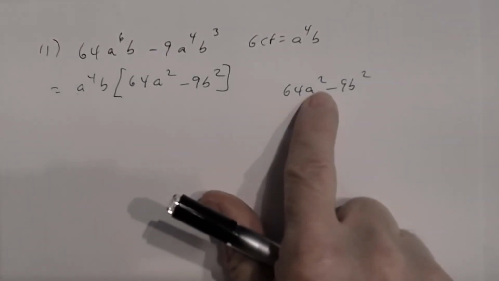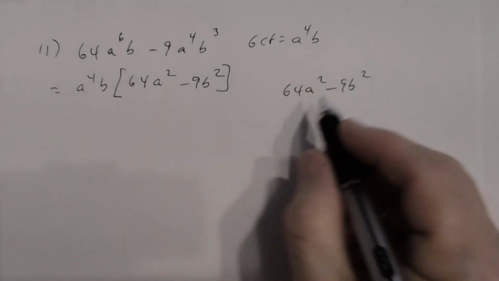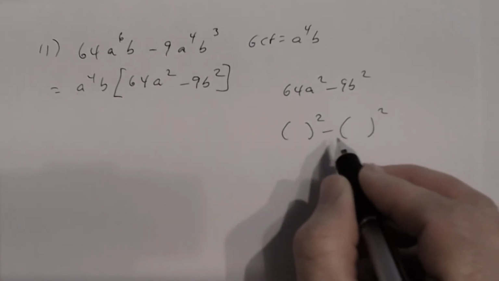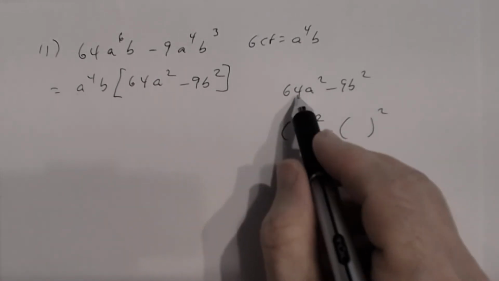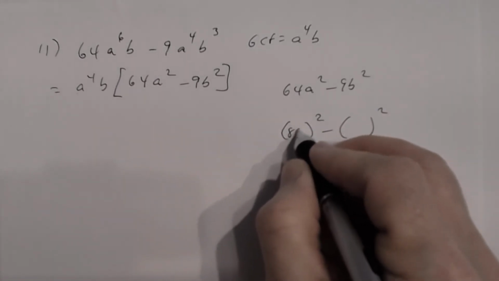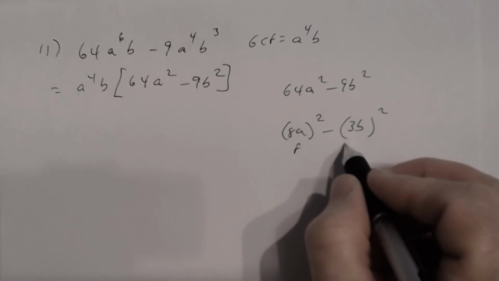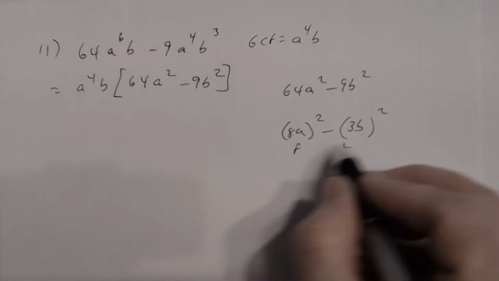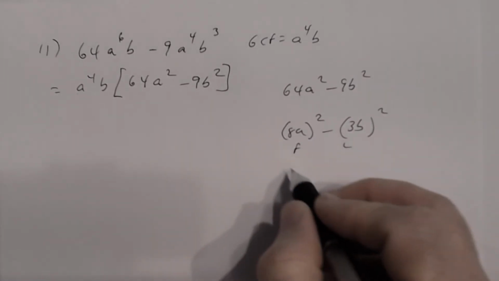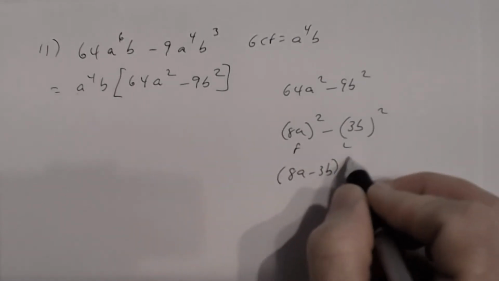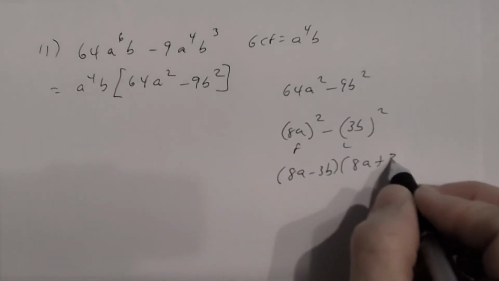Well, the exponents are 2, right? And so let's see if it's a difference of 2 squares. If it's a difference of 2 squares, then I can fill this part in. So what times itself is 64a squared? Well, that's 8a. And what times itself is 9b squared? Well, that's 3b. So that is the difference of 2 squares. So my F is 8a and my L is 3b. And according to our formula, it's going to be 8a minus 3b times 8a plus 3b.